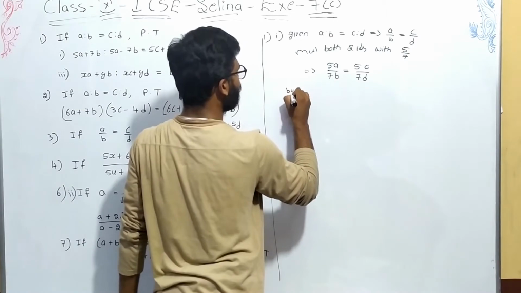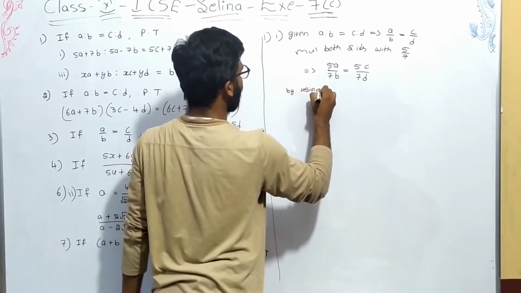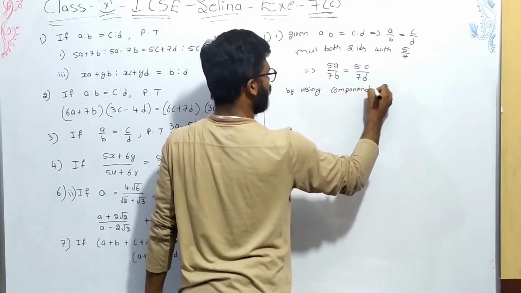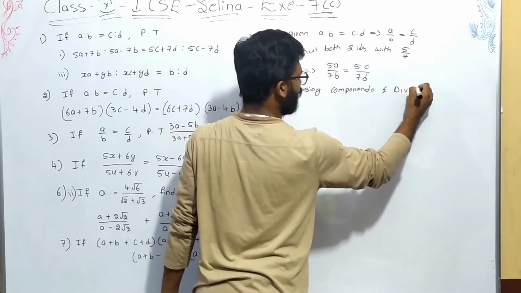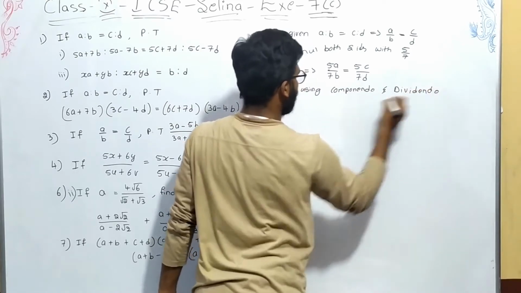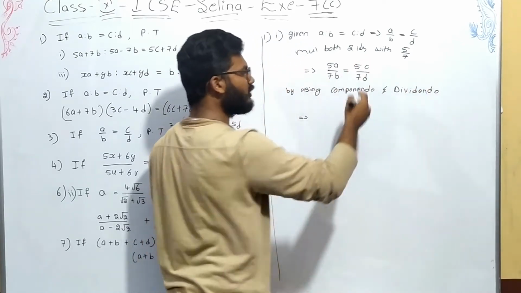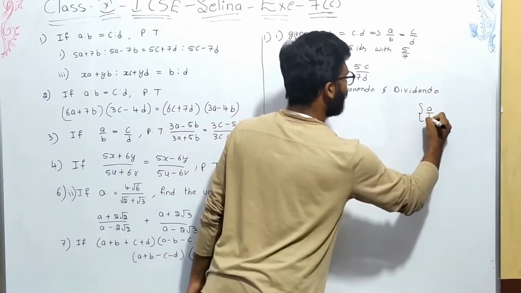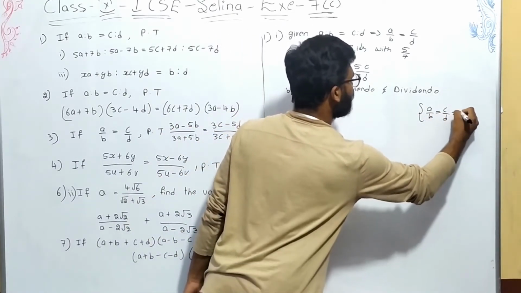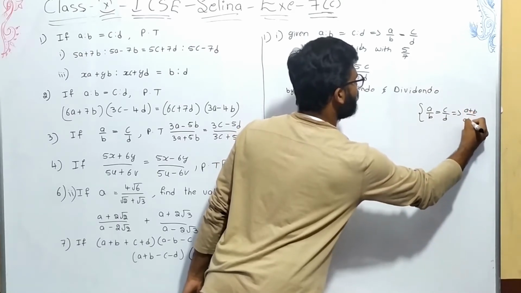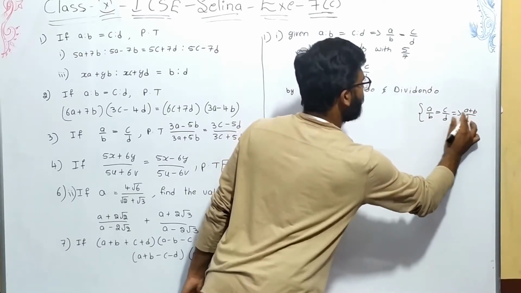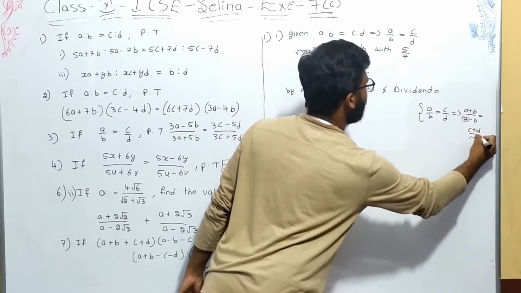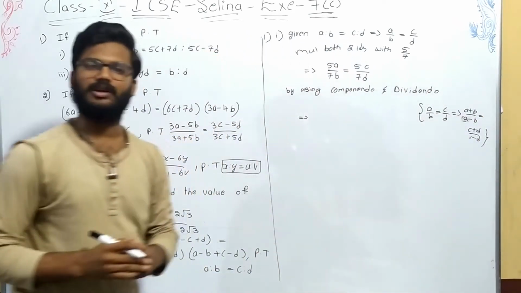By using componendo and dividendo. What is componendo and dividendo? Here I am writing, if A by B is equal to C by D, that implies (A + B) by (A - B) is equal to (C + D) by (C - D). Okay, only componendo and dividendo, right?